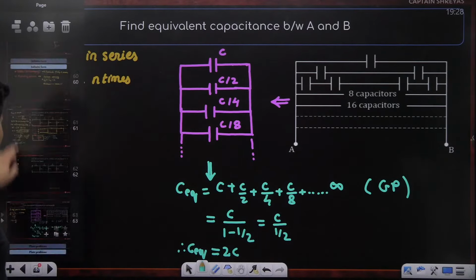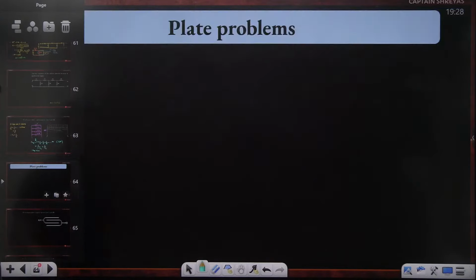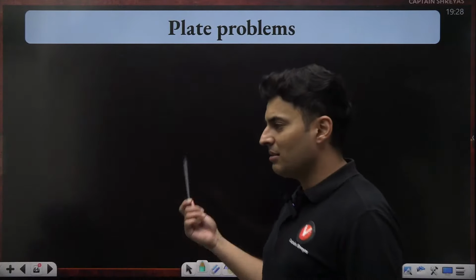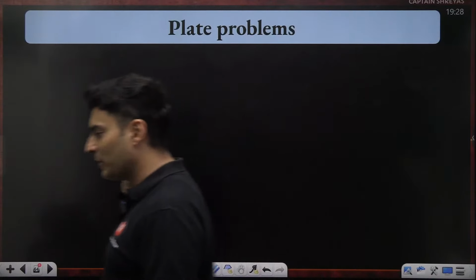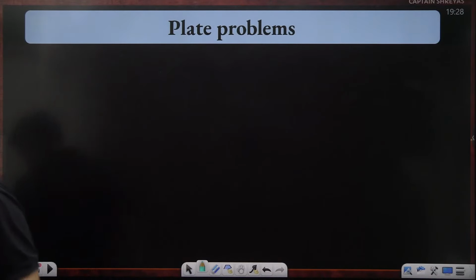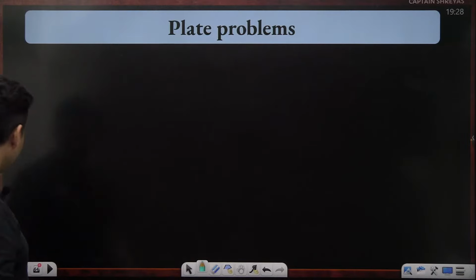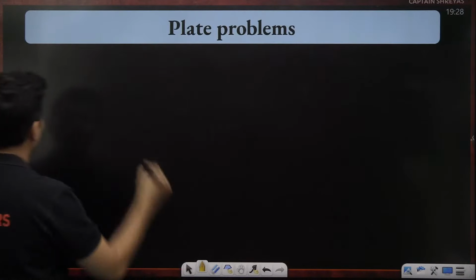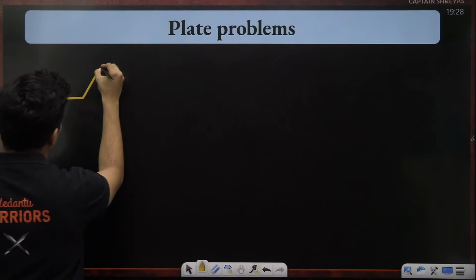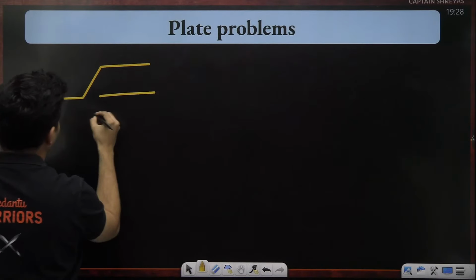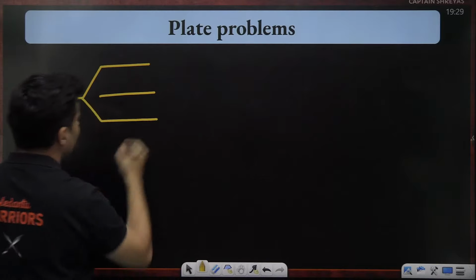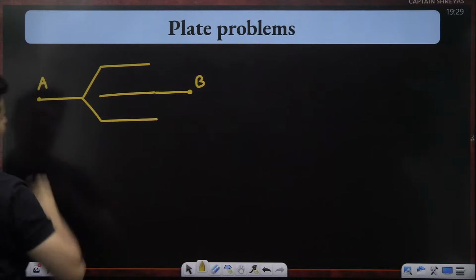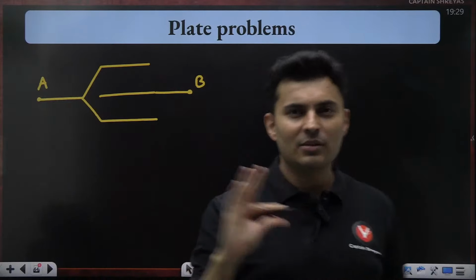Okay. Right. So let's go to the next type of problems where you have plate questions. Plate questions. Now this is specific to capacitors only, not anything else. In this type of question, say for example, you will be given plate arrangements, maybe something like this. And maybe there will be one point here, one point here, and they will be asked, find the equivalent capacitance. What you need to do?